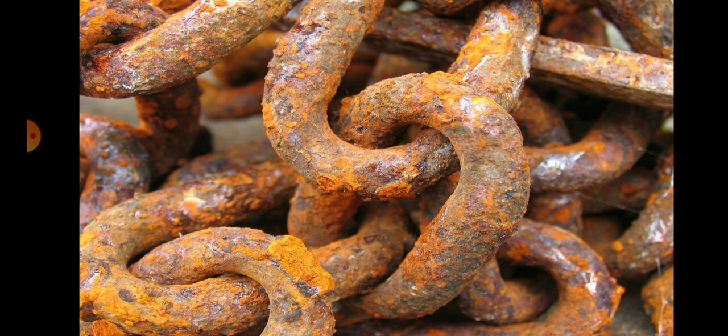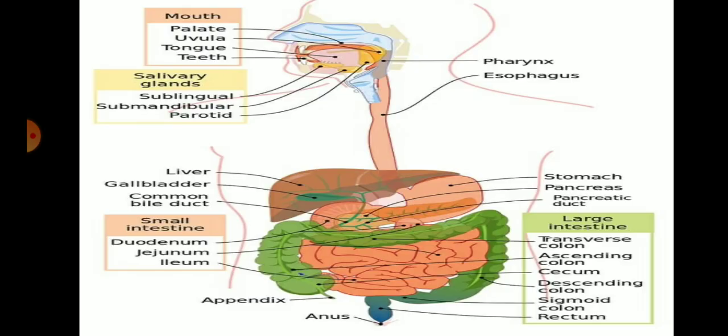So it is a picture of a rusted chain. So my question is, why do you think that the chain gets rust? So the chain gets rust because it is being exposed to oxygen. So let us proceed to the last picture. So what can you see?